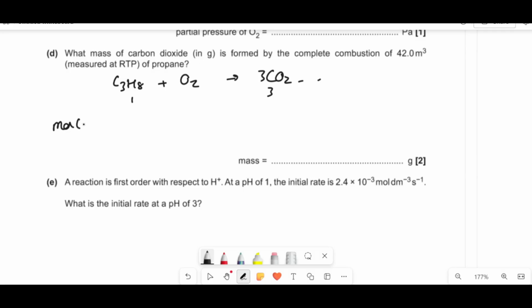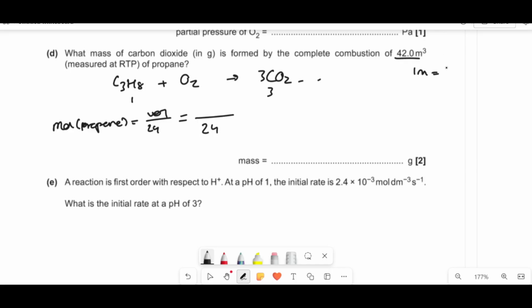So we can use moles of propane equals the volume over 24 decimeters cubed. But this is in meters cubed, so we're going to have to convert this. So it'd be volume over 24, but that's in decimeters cubed and that's in meters cubed, right? You can go either way: you can either change that to meters cubed or this to decimeters cubed. I'm going to do it this way to convert into decimeters.